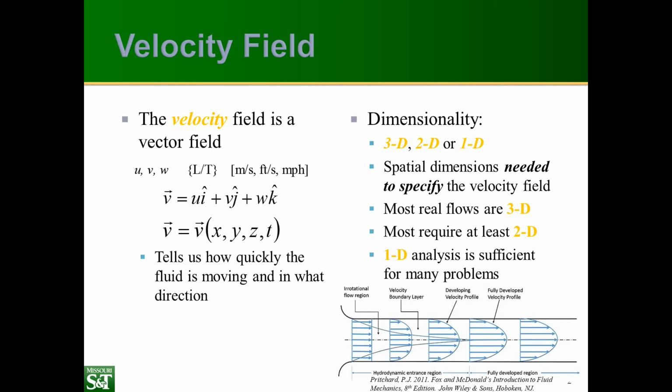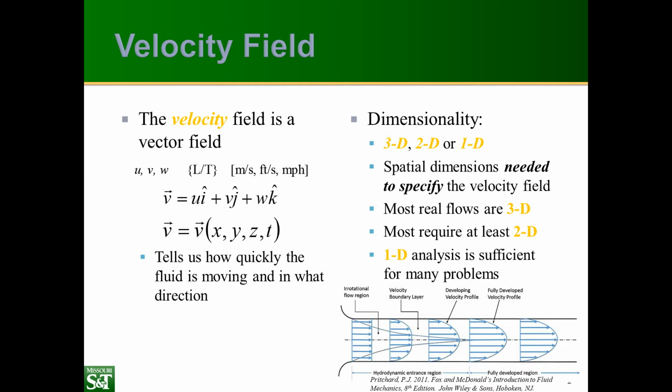U is the velocity in the x direction, v is the velocity in the y direction, and w is the velocity in the z direction. And we have our i, j, and k direction unit vectors. So there's three components to the velocity, but the velocity also depends on the x, y, z, and time coordinates. So the velocity is going to tell us how quickly the fluid is moving and the direction it's moving in.